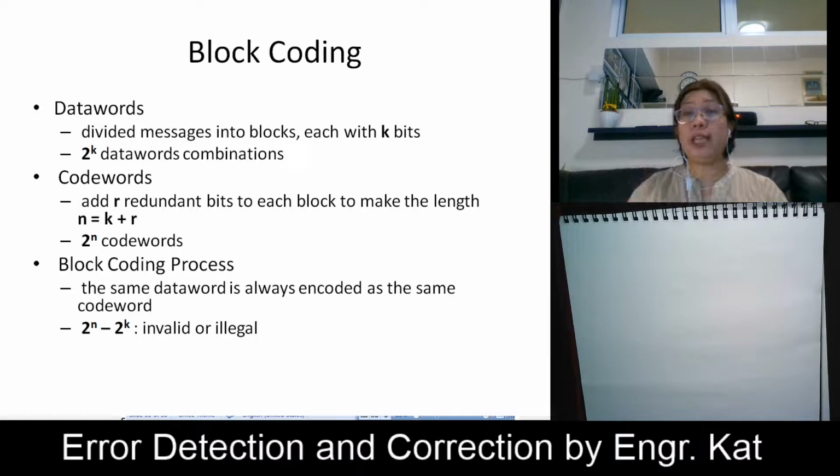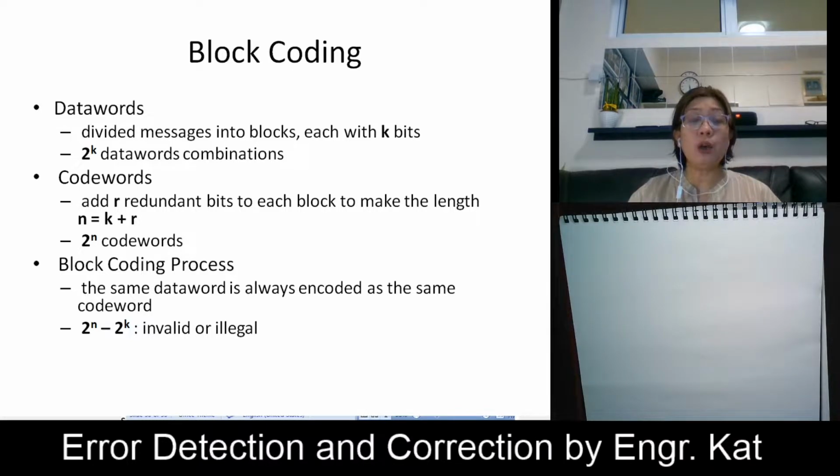Since we have already added R, we have formed several code words. So how many code words are possible? We have 2 raised to n. By looking at the presentation, n will always be greater than k. Therefore, the number of possible code words is always larger than the number of possible data words.